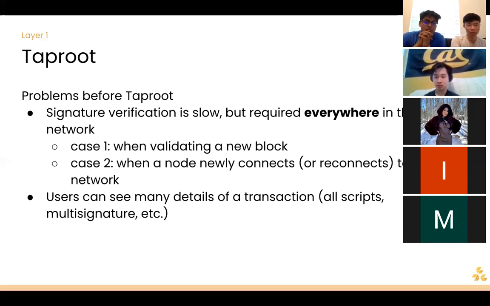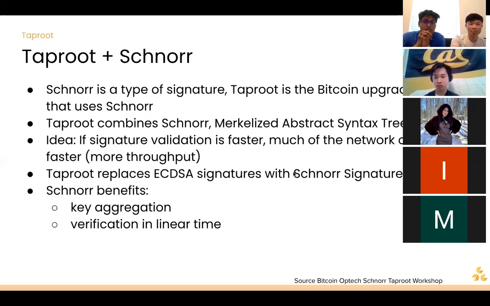viewed as secretly as possible. What Taproot is, as I mentioned, is the actual Bitcoin improvement protocol, it's the name of it. What Taproot does is integrate Schnorr signatures into Bitcoin. A Schnorr signature is a type of signature that replaced ECDSA signatures, which you probably learned in lecture 3 or 4. These are the signatures that are used in the Bitcoin network to verify transactions.